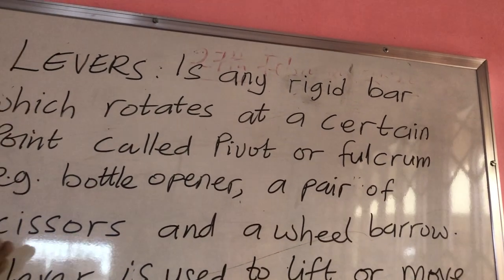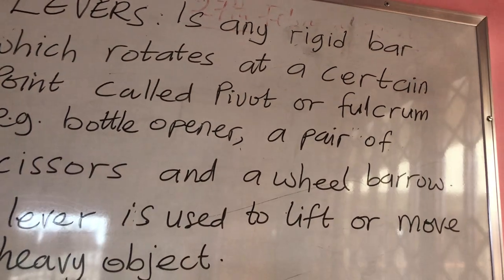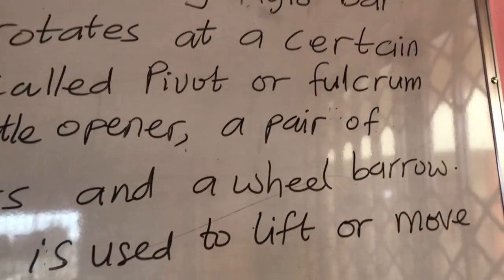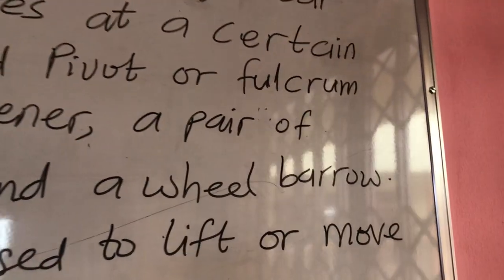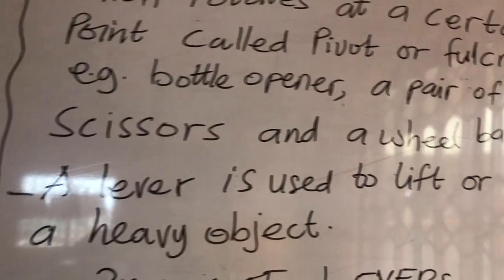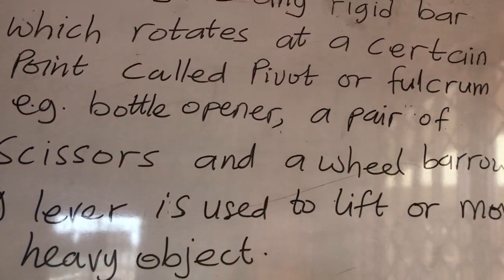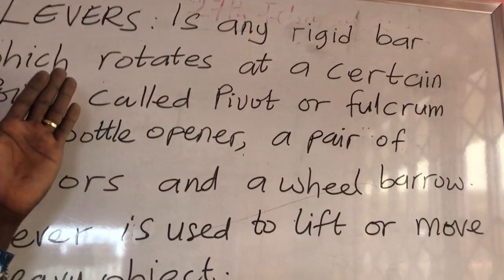Examples of lever or levers: we have the bottle opener. You cannot use the teeth, and it's not advisable to use the teeth to open bottles such as Coca-Cola or Fanta. You can use the bottle opener to open it without any difficulties. So we have the bottle opener, which is an example of levers.